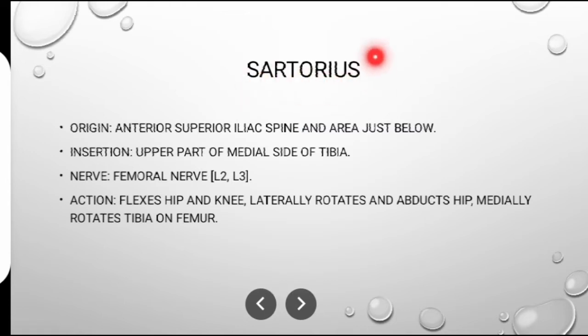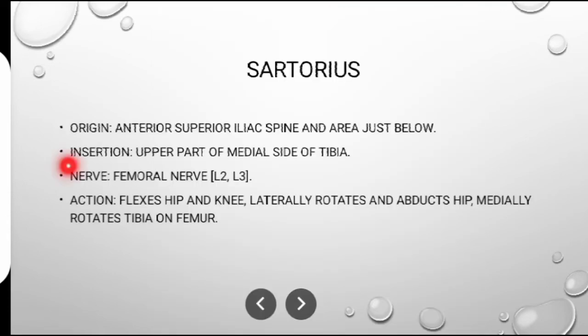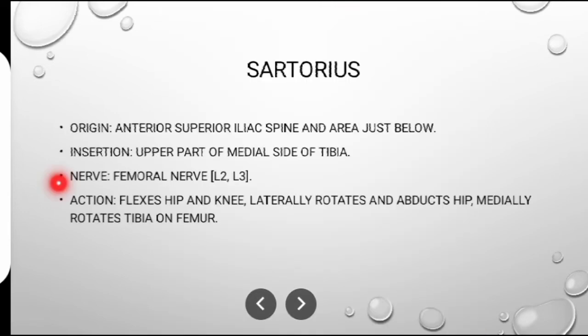The fourth muscle that is involved in hip flexion is the sartorius muscle. Its origin is the anterior superior iliac spine and the area just below. The muscle in green is sartorius. Insertion: upper part of the medial side of the tibia, the upper part of the medial side of the tibia bone.